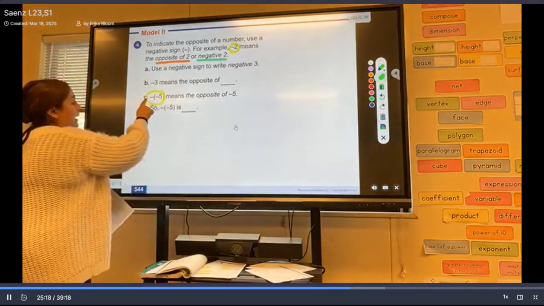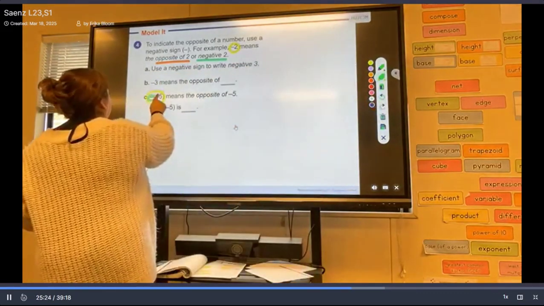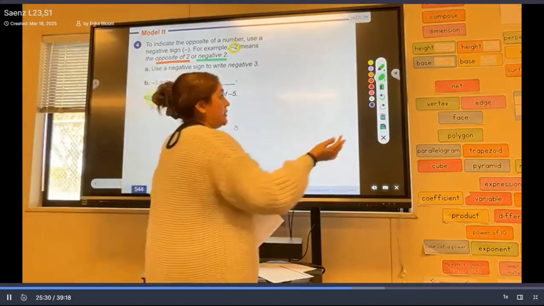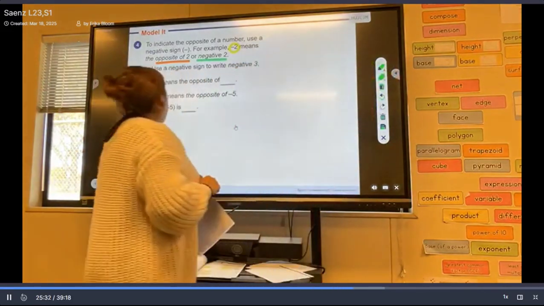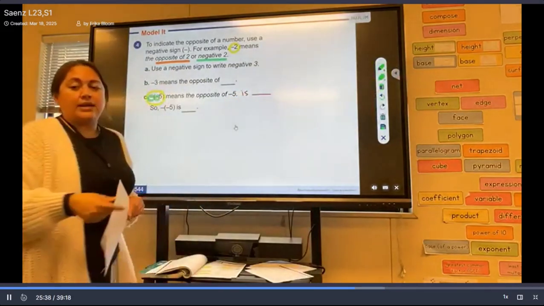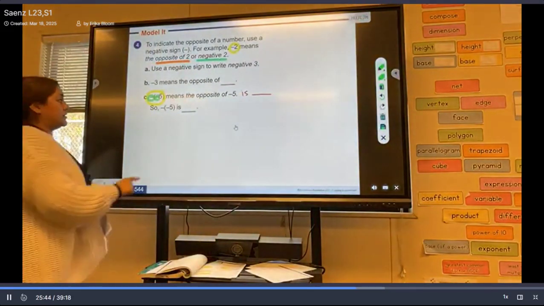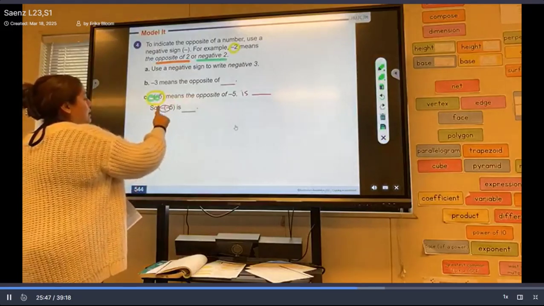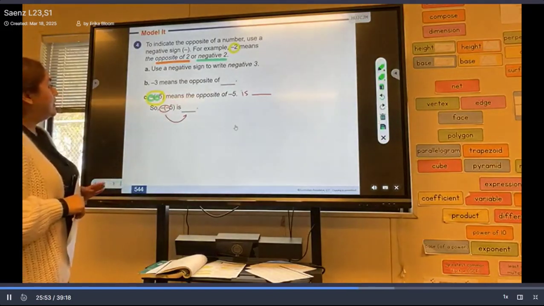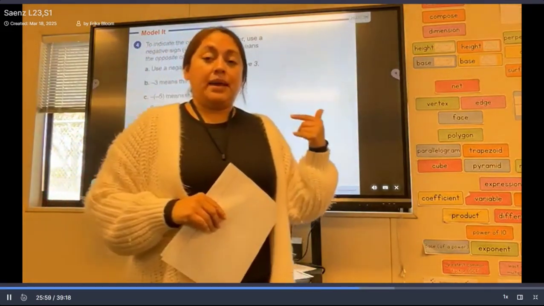Anytime you have two negatives side by side, so here's one negative, here's another negative, it means the opposite of -5. And what is the opposite of -5? Okay, so that's basically what they're asking you to do, to state what the opposite of -5 is. So when we have two negatives, that is the opposite of -5. Take about a minute, pause it, and then come back to the video.